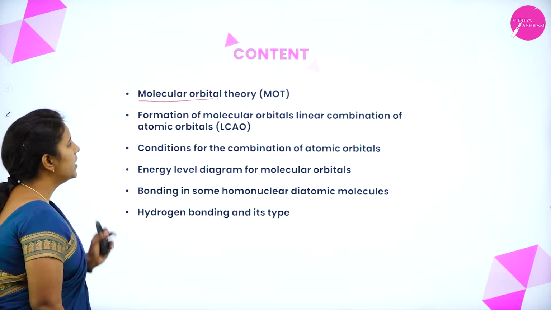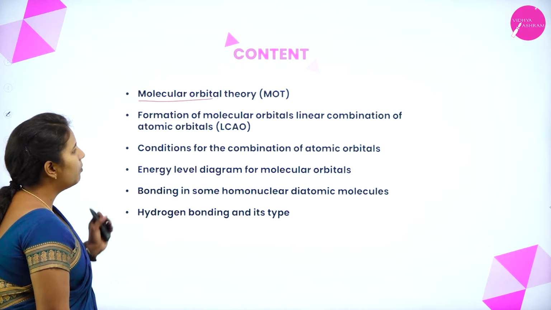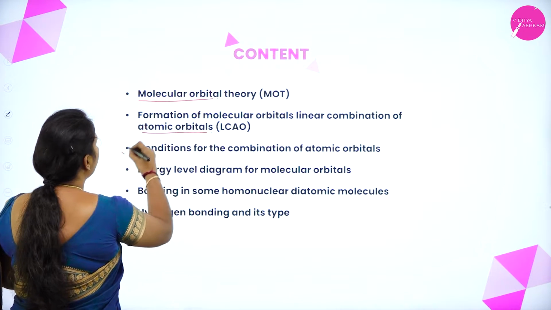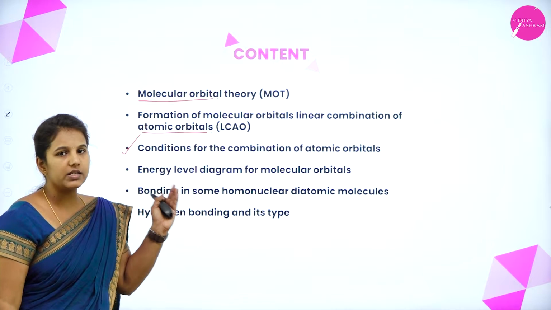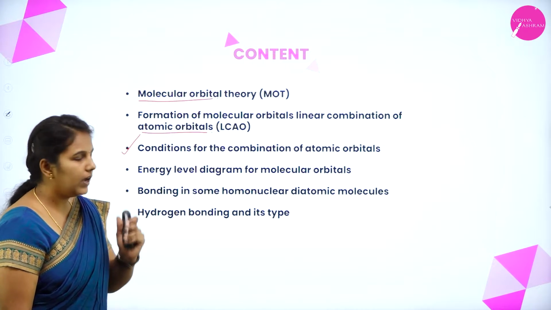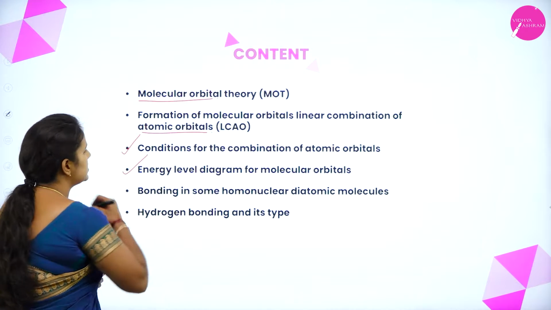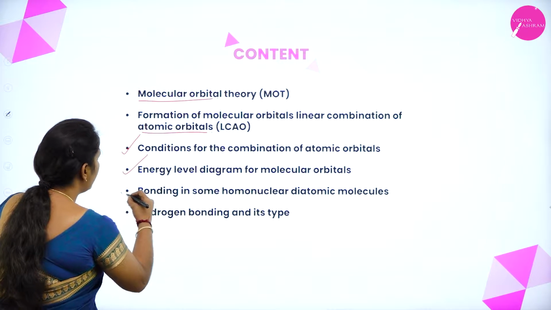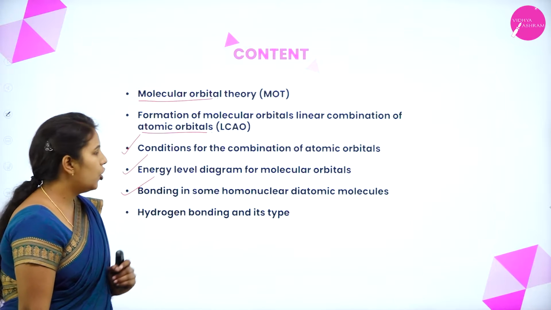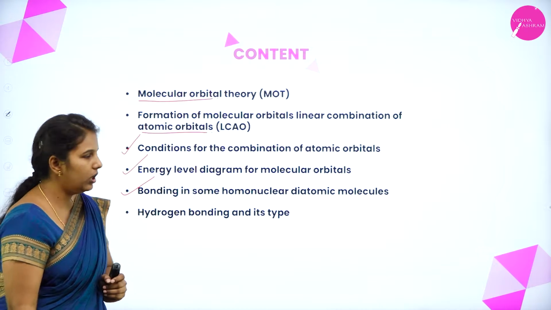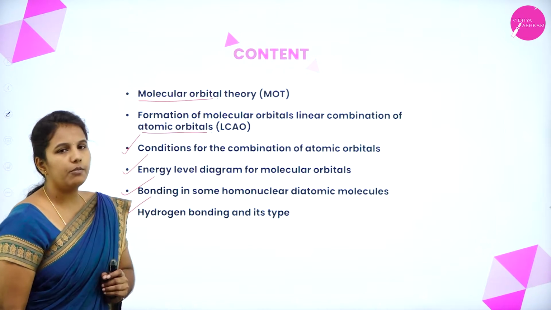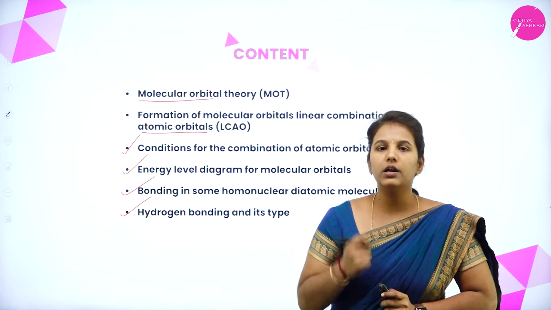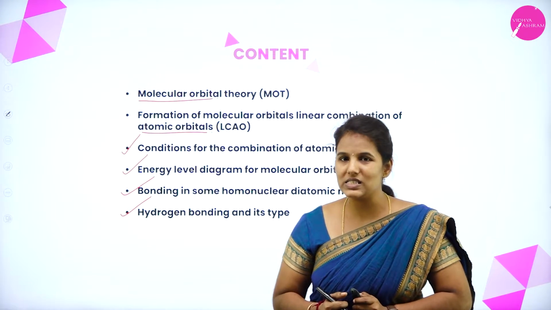In that, we are going to understand the formation of molecular orbitals by combinations of atomic orbitals, and the conditions which are necessary for the combination of atomic orbitals. We are going to understand the energy level diagram of molecular orbitals, and discuss the bonding in homonuclear diatomic molecules, and finally we will discuss hydrogen bonding and its types. Okay, let's see what molecular orbital theory states.